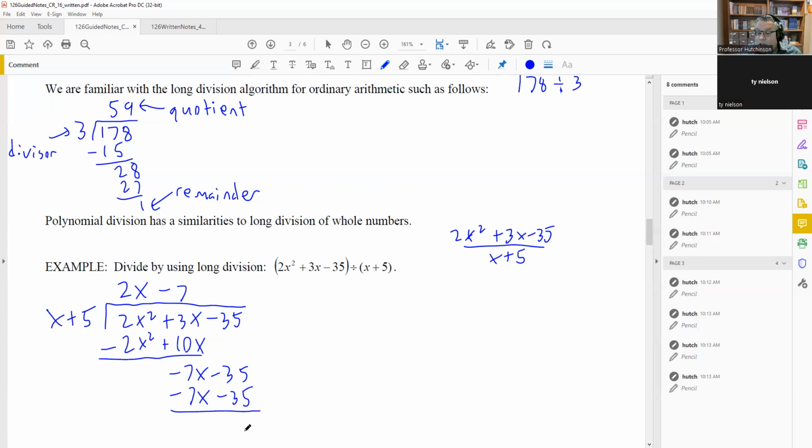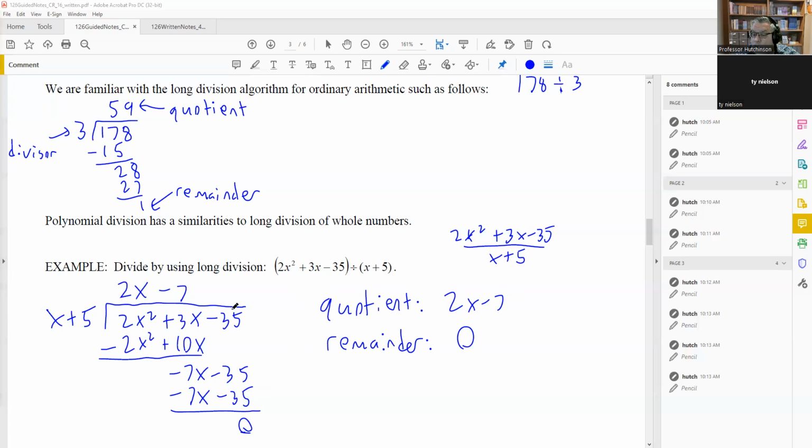We subtract this again, and because we have exactly the same thing on top and we're subtracting itself away, we get a remainder of 0. So in this case, the quotient is going to be 2x minus 7, and the remainder is going to be 0. Now on the homework, they're going to ask this a couple different ways when you do something like this.